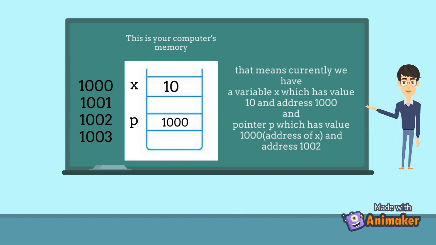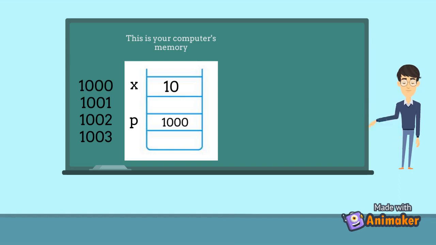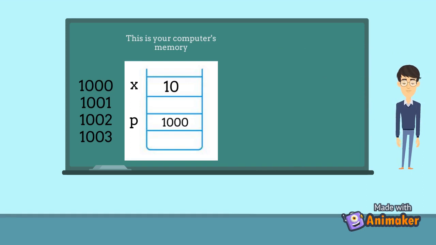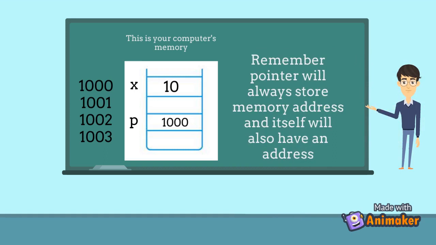That means currently we have a variable x which has value 10 and address 1000, and pointer p which has value 1000, the address of x, and address 1002. Since pointer p has the address of x as the value, we say that pointer p points to x. Remember, a pointer will always store a memory address and itself will also have an address.